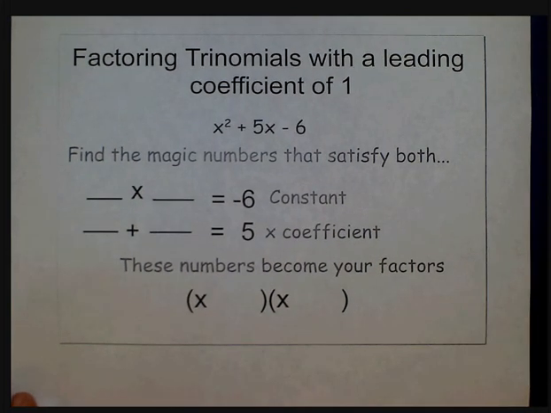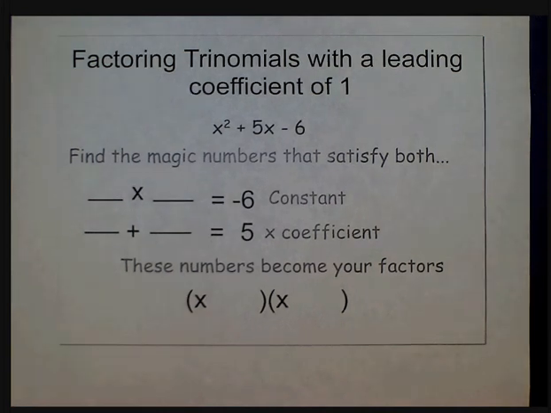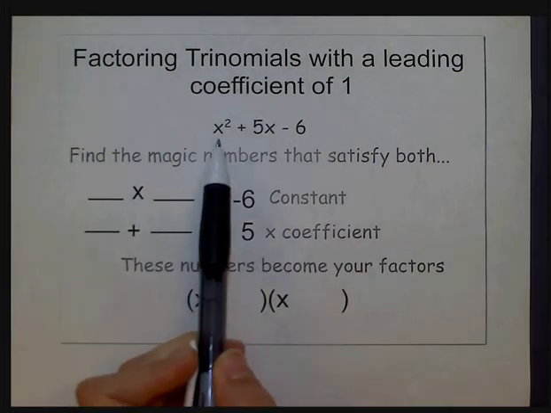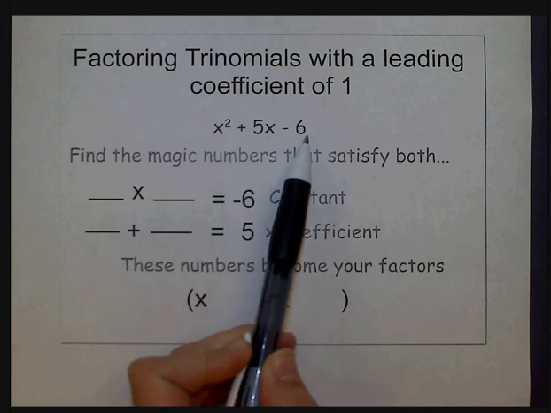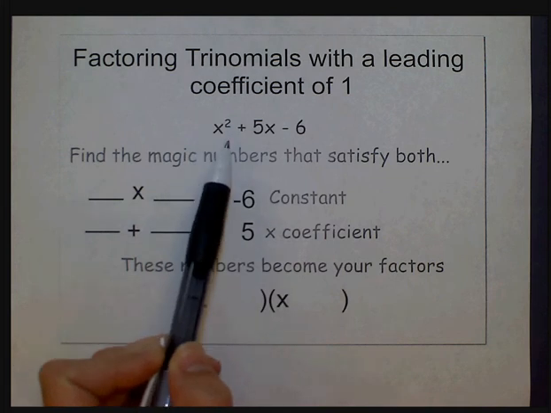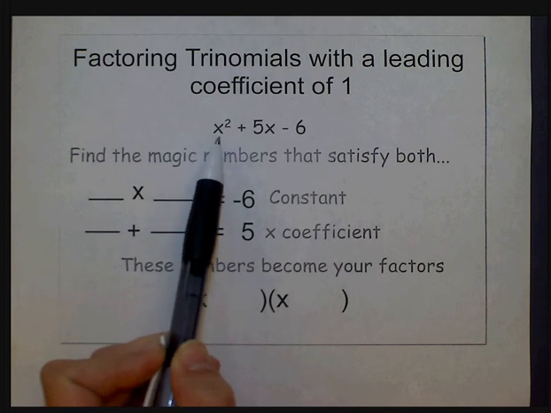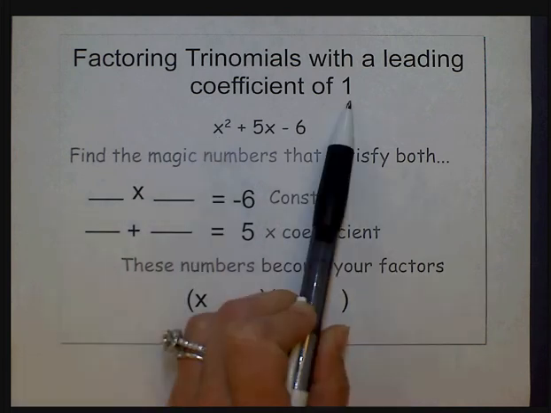So when we go to factor a trinomial with a leading coefficient of 1, this is our process. So our trinomial that we're given is x squared plus 5x minus 6. When I talk about the leading coefficient, I talk about the coefficient that is with the x squared term. That is called our leading coefficient. And when we don't have a number with the x squared term, our leading coefficient is 1.